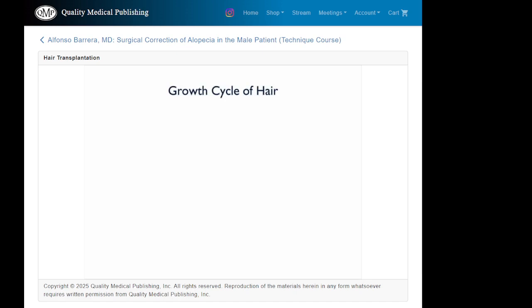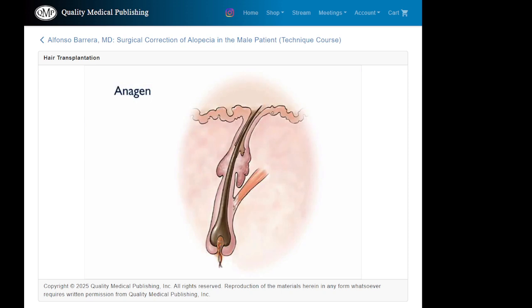Growth cycle of hair. The life cycle of a hair follicle includes the following phases. Anagen is the phase of active growth, when the follicular cells multiply and keratinize. On a non-balding scalp, normally about 90% of the hairs are in this phase, which lasts about 3 years.